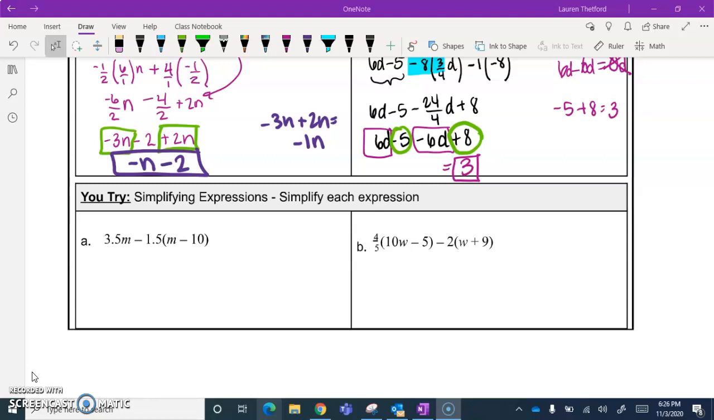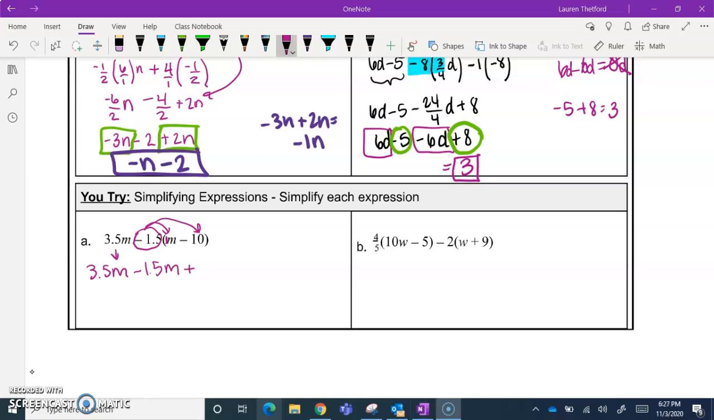So, the triads. We have to distribute first because we can't combine an m with something that's attached or being multiplied by a quantity. So we are going to take this negative 1.5 and multiply it through those parentheses. So bring down your 3.5m because we can't do anything with that yet. And then negative 1.5 times 1m is just negative 1.5m.